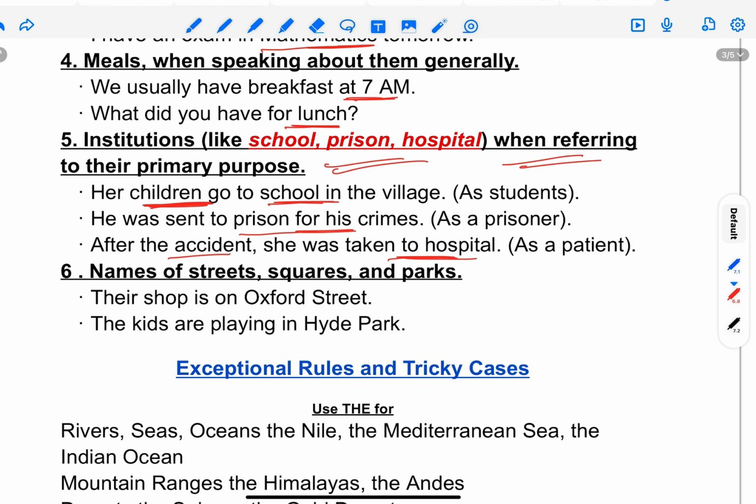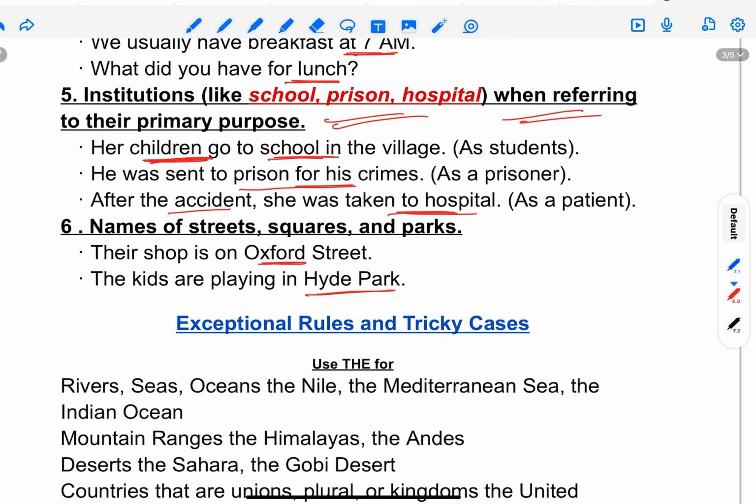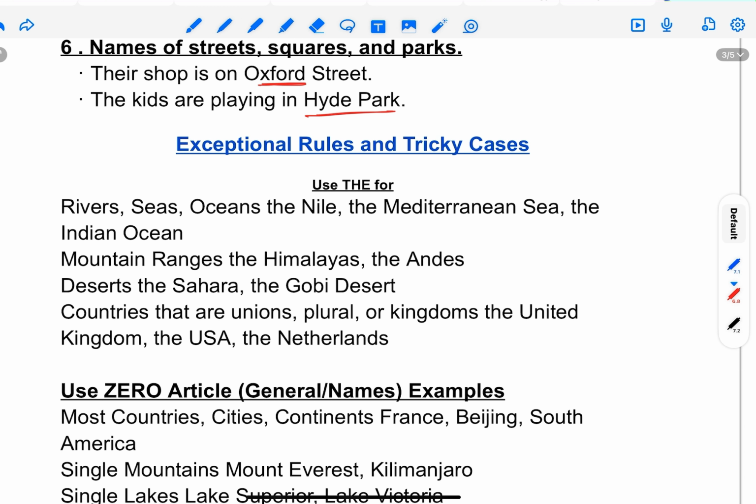Before the names of streets, squares, and parks, in that situation also we don't use articles. For example, their shop is on Oxford Street. The kids are playing in Heath Park. So again, this is the name of a street, park, or road. In such cases, there are no articles. There are some exceptional rules.